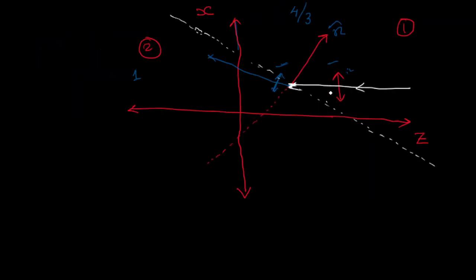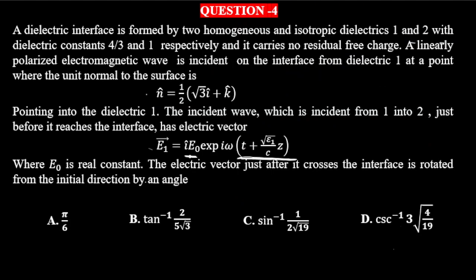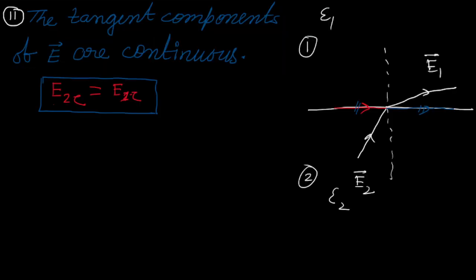So when this electromagnetic wave is incident at this interface, look at the expression of the electric field of this electromagnetic wave. It has an amplitude part and a phase part, which is time dependent and position dependent. But since these boundary conditions are independent of time and position, we will use these boundary conditions only on the amplitude part. Only on the amplitude part.